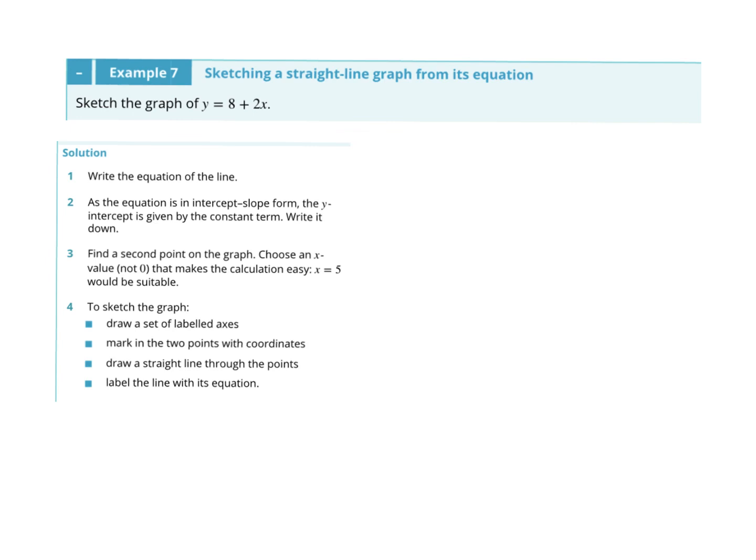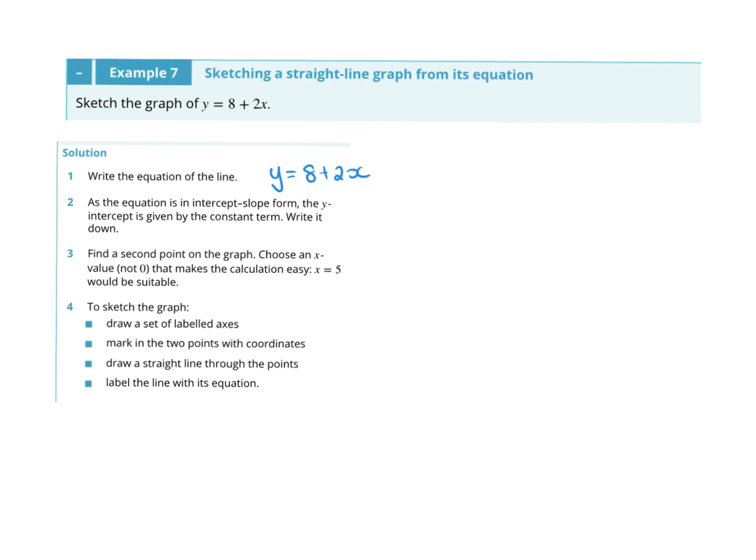It says to write the equation of the line. So if we were doing this question, let's go. It's asked us, so we'll write out the equation. And as the equation is in intercept slope form, the y-intercept is given by the constant term, and write it down.